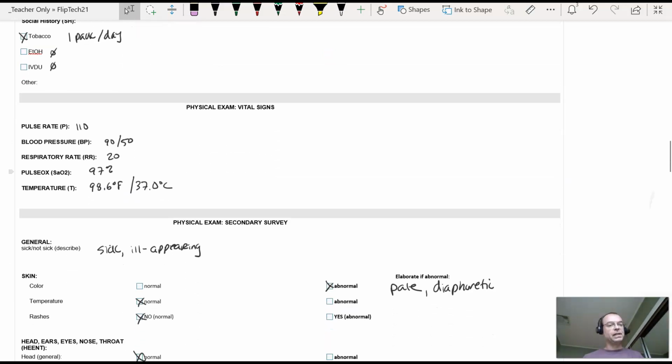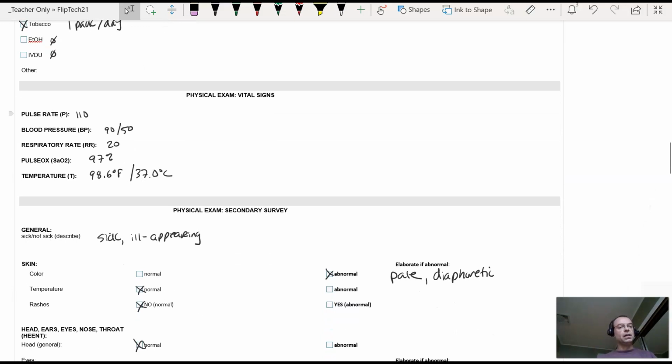These are his vital signs as discussed earlier. Heart rate of 110, hypotensive at 90/50, respiratory rate of 20, 97% pulse ox on room air, and 37 degrees Celsius normal temperature.